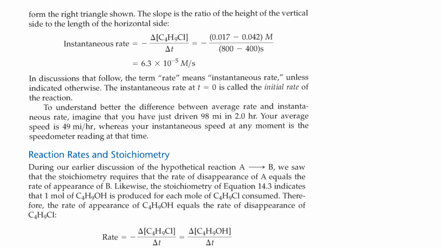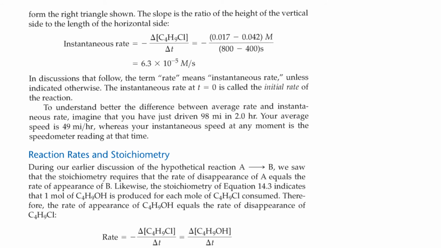The instantaneous rate at t equals 0 is called the initial rate of the reaction. To understand better the difference between the average rate and the instantaneous rate, imagine that you've just driven 98 miles in 2 hours. Your average speed is 49 miles per hour, whereas your instantaneous speed at any moment is the speedometer reading at that time.